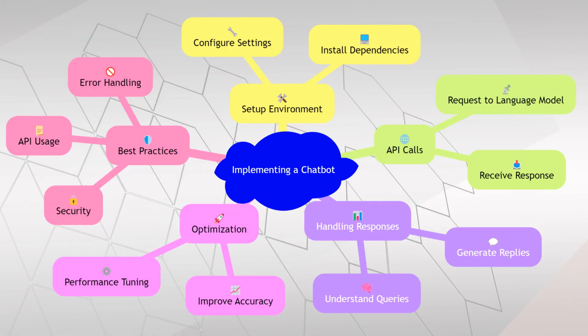To illustrate the process of consuming a language model, let's consider a case study of implementing a chatbot. The chatbot will use a language model to understand user queries and provide relevant responses. The process involves setting up the environment, making API calls to the language model, handling responses, and optimizing the chatbot's performance. By following best practices for error handling, security, and API usage, the chatbot can provide a seamless user experience. This case study demonstrates the practical steps involved in integrating a language model into a client application.